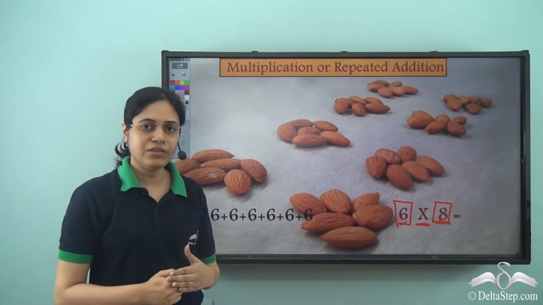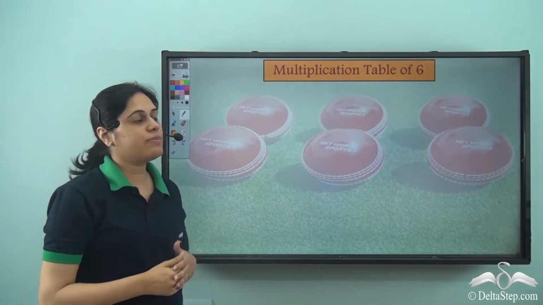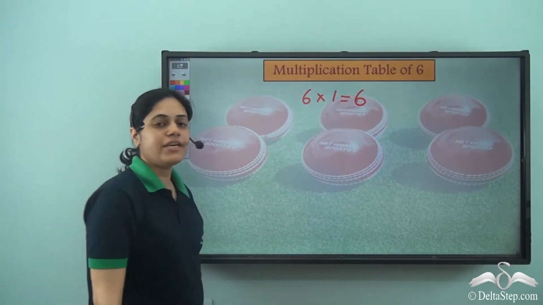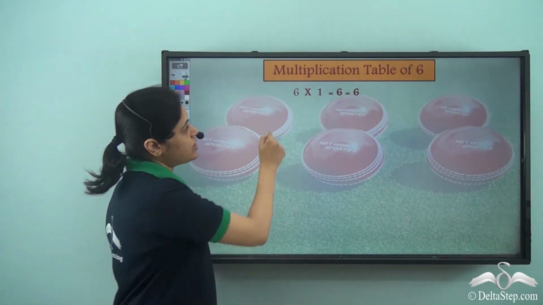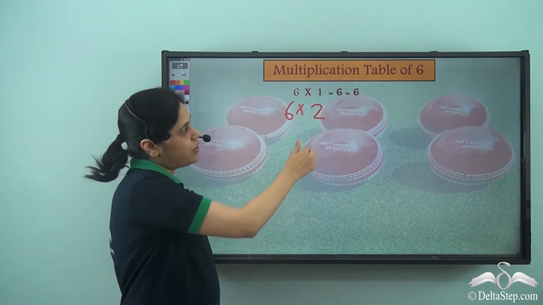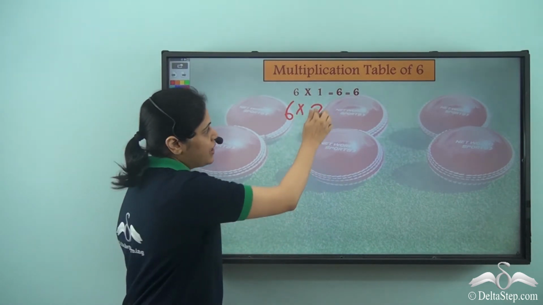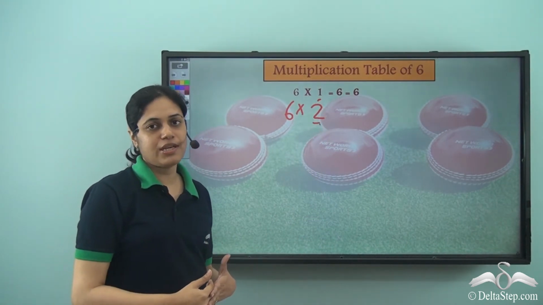Now how do I find it? For finding this, I need to write the multiplication table of 6. So let us write the multiplication table of 6. So 6 one time is equal to 6. So 6 into 1 is 6. What is 6 into 2? So this number remains the same because we need to find the multiplication table of 6. And then I have a multiplication sign, and this number keeps on increasing by 1. That is how we write the multiplication tables.